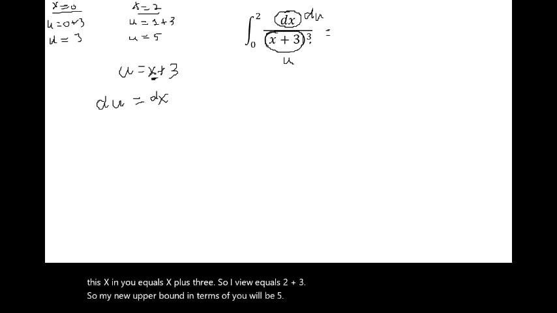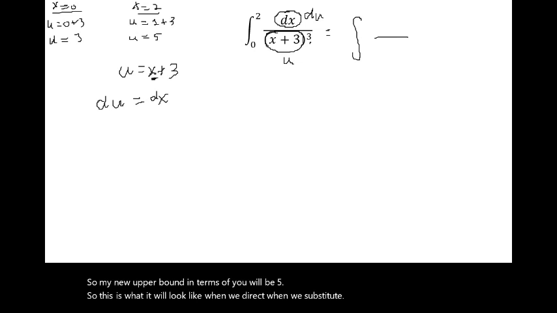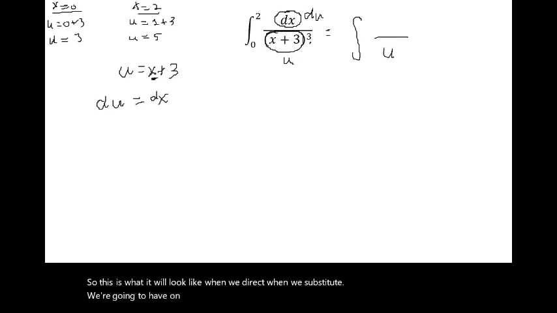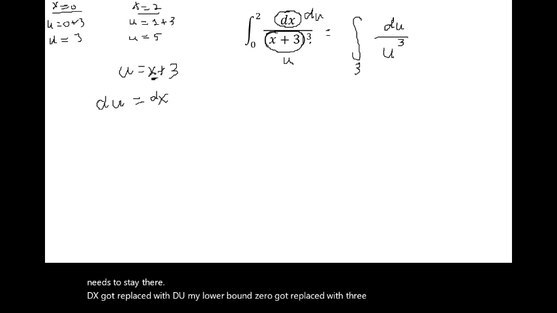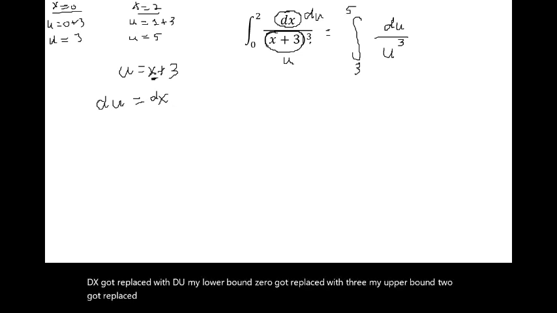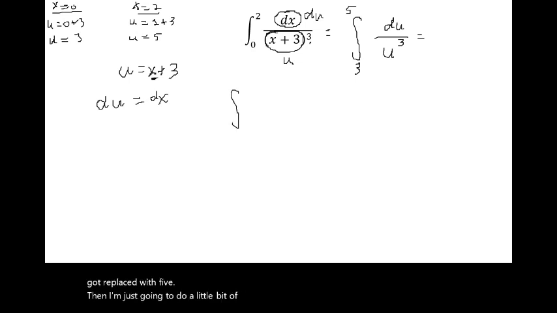So this is what it will look like when we substitute. We're going to have on the bottom u to the power 3. Remember, if it's in the denominator, it needs to stay there. Dx got replaced with du. My lower bound 0 got replaced with 3. My upper bound 2 got replaced with 5. Then I'm just going to do a little bit of rewriting so that I can actually evaluate this integral.